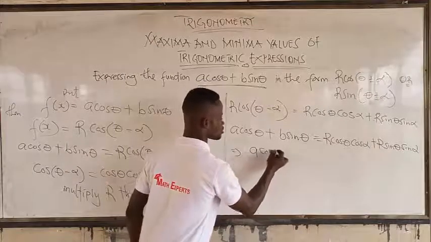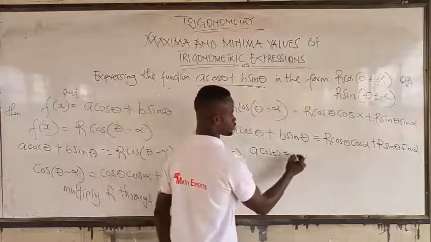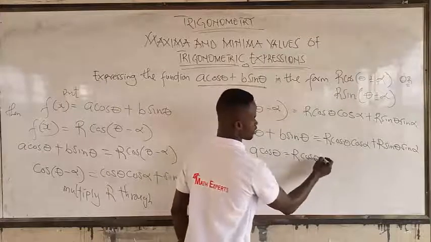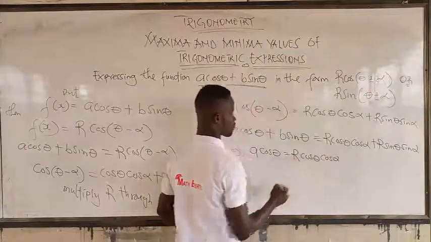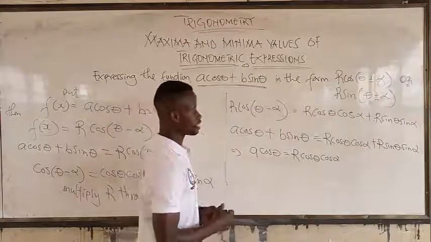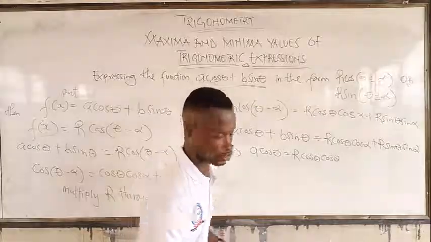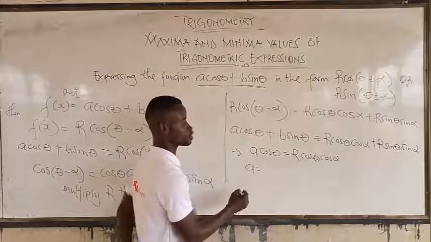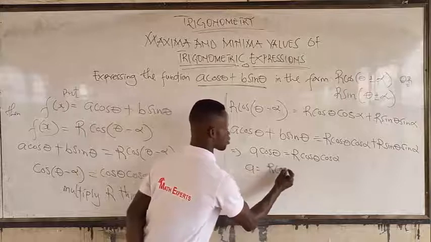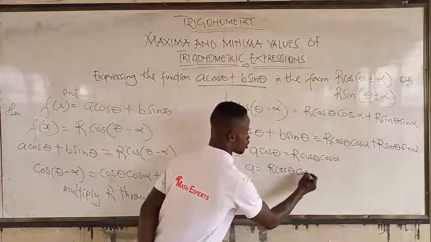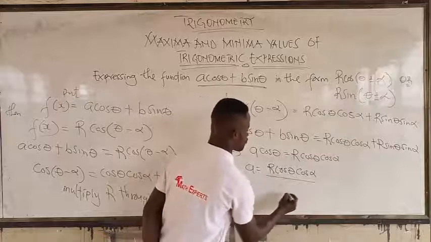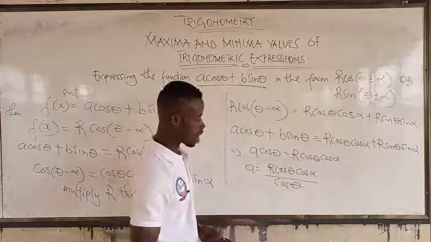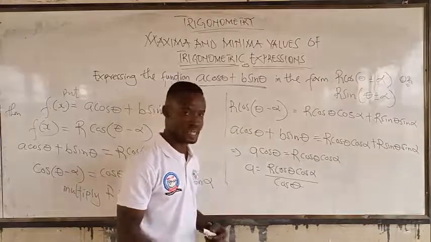So a cos theta will be equal to r cos theta cos alpha. Then you make a the subject. So when you make a the subject, you get a to be equal to r cos theta cos alpha over cos theta. Alright. Now, why are we making a the subject?